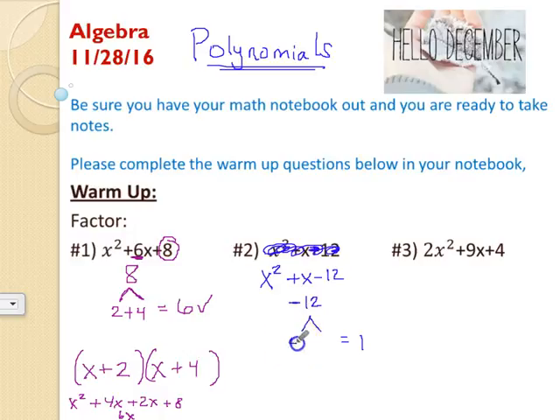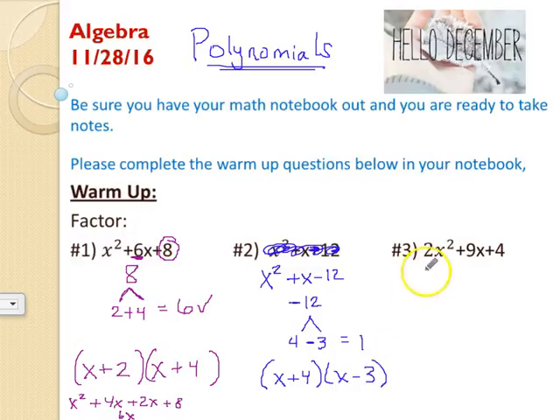So I know 4 and 3, when I subtract them, I get 1. So I know one of them's got to be negative. 4 times negative 3 gives us negative 12. 4 minus 3 gives us positive 1. So our factors would be x plus 4 and x minus 3. And that's factored out.